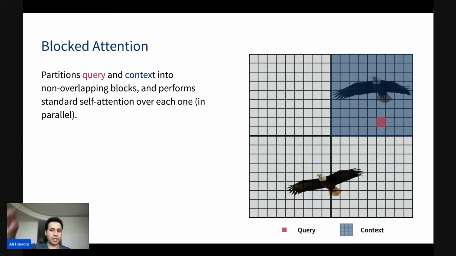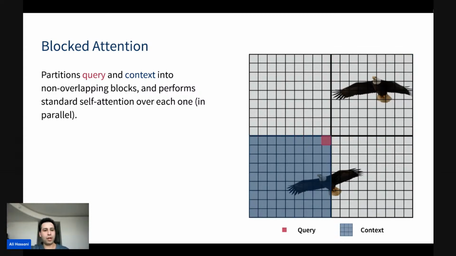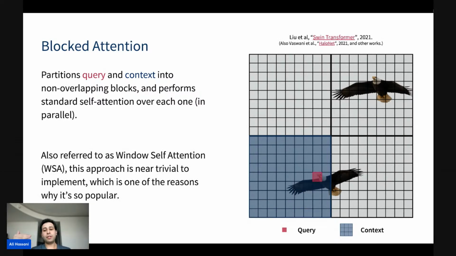Over here, we're just taking contiguous elements and putting them into a partition, whereas in dilation, you skip a few elements. Block attention is really interesting, because all you really do is cut up your inputs into chunks, into blocks, and then you do self-attention on top of each one, which can be done very easily in parallel. One of the things that's so great about this is that you don't necessarily always need to modify your attention implementation.